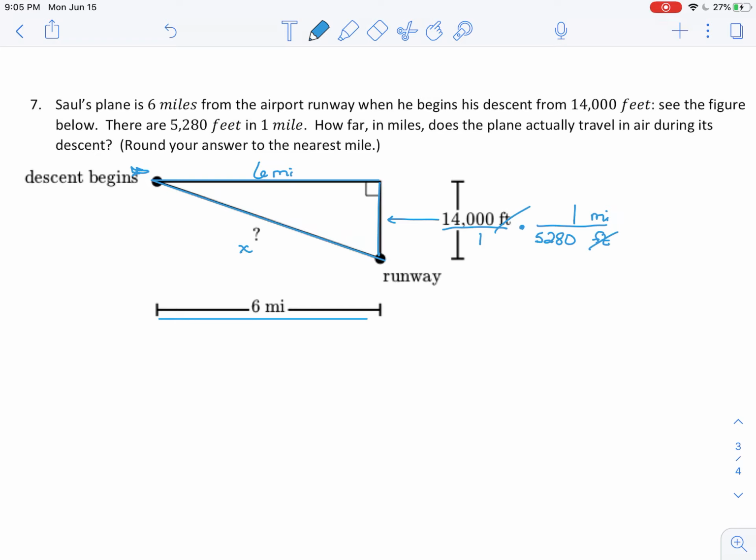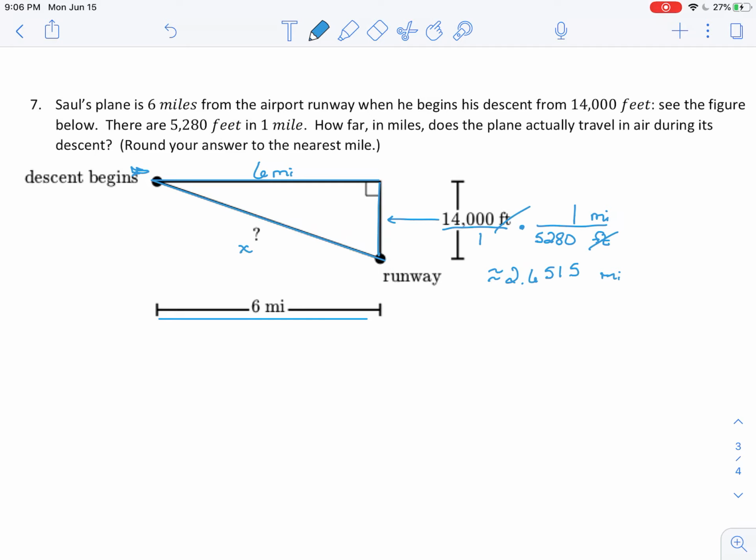Specifically into my calculator, I'm going to have to divide because the 5,280 is on the bottom. So I'm going to put 14,000 divided by 5,280. Now my calculator's spitting out a long decimal. It's 2.6515. I'm going to stop there. Miles. A little over 2.5 miles. Now, I'm not rounding this to the nearest mile because I'm not done with the problem. So I'm just going to keep a bunch of decimals to try and be somewhat precise with my answer. And then I'm going to try and find x.